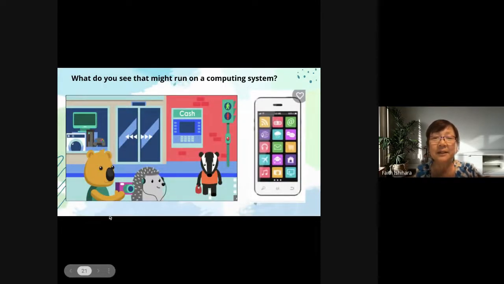So here on the left is a little neighborhood. And if you look at this picture, what might be running on computer systems? Maybe type in the chat things you notice in this neighborhood that run on computing systems.